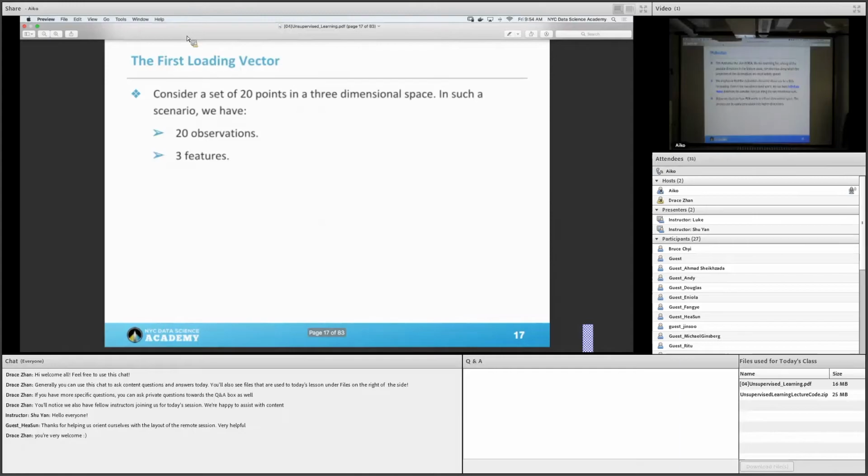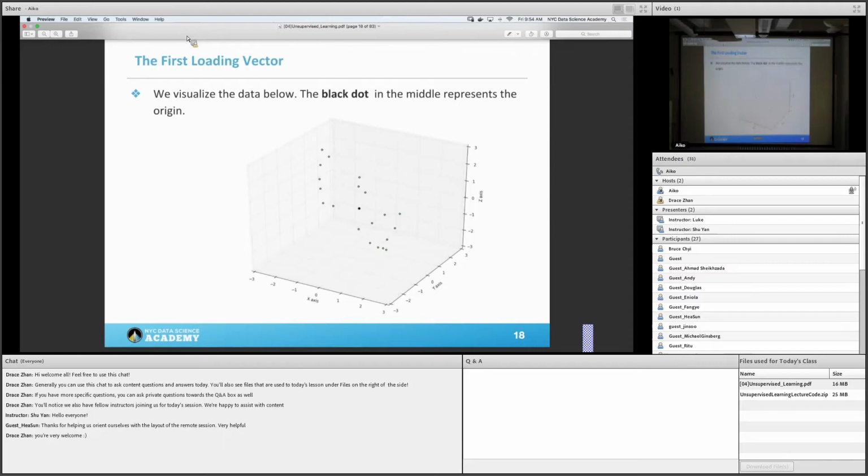But to illustrate the idea, we will use 20 observations and three features, that means in R3, three dimensions. So this is a scenario that we have the center and the origin over here. This point, the black dot, represents the origin, and we have 20 different points from a 3D scatter plot we visualized before.